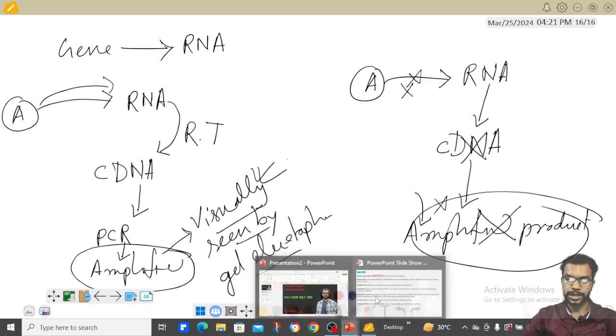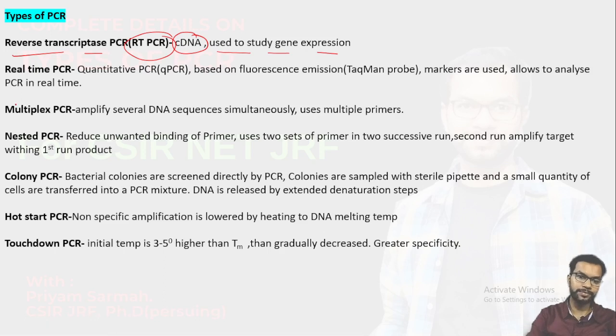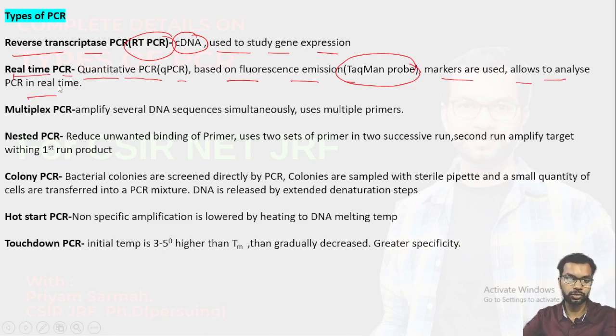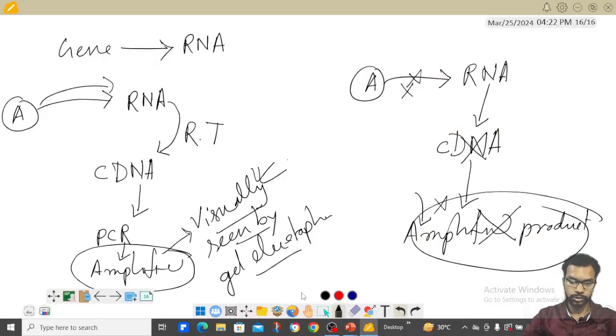Okay, next is real-time PCR. It is also known as quantitative PCR, based on fluorescence emission. TaqMan probe is one probe. Markers are used, which allow us to analyze PCR in real time. Let's understand this also on the whiteboard.